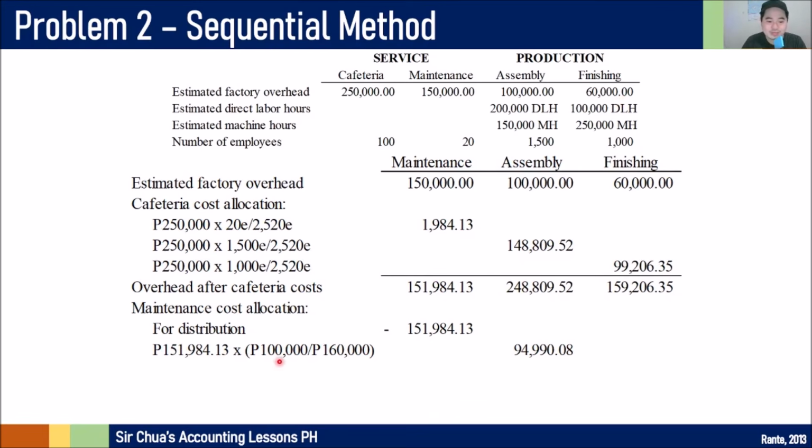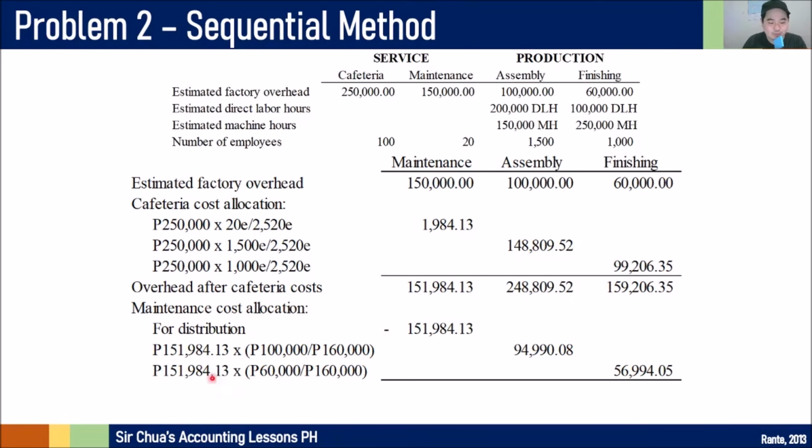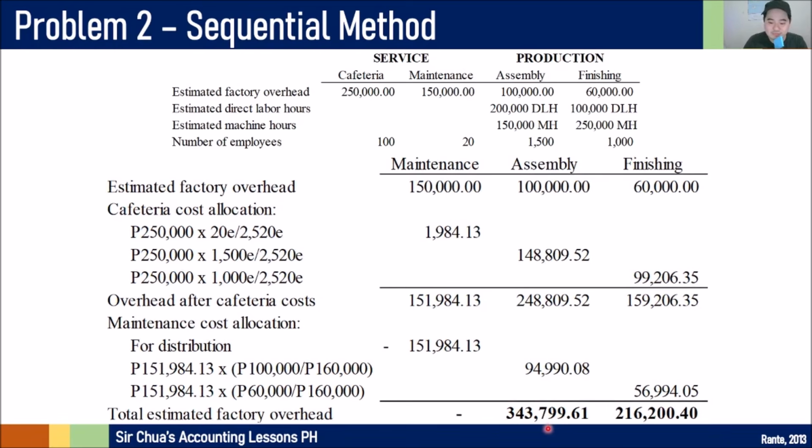151,984.13 for assembly is 100 over 160, so 94,990.08. And then 151,984.13, 60 over 160, 56,994.05. So zero na si maintenance. And then for assembly is 343,799.61, and for finishing is 216,200.40. Yung ating total estimated factory overhead for both of the departments.